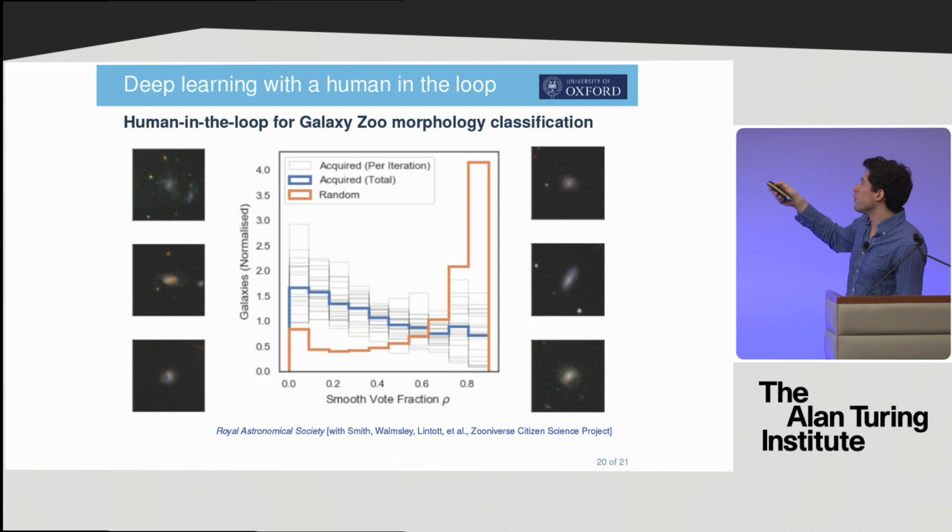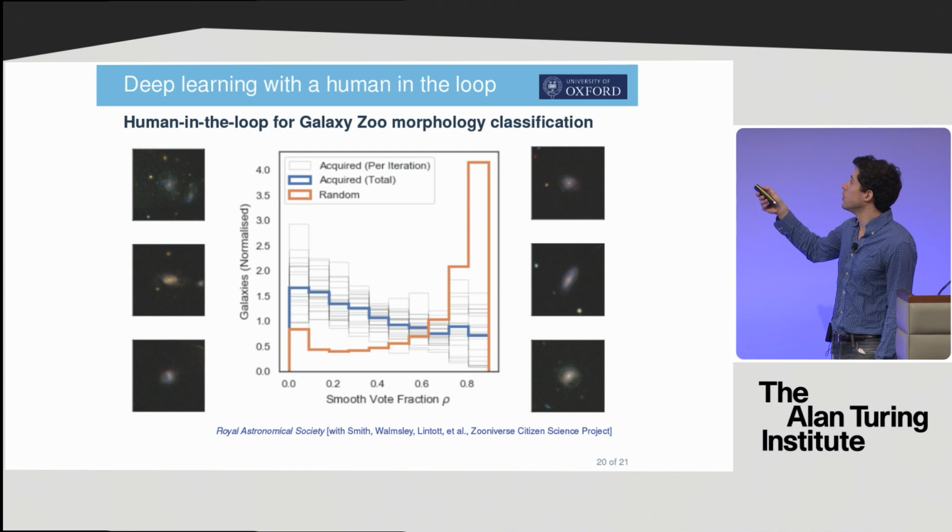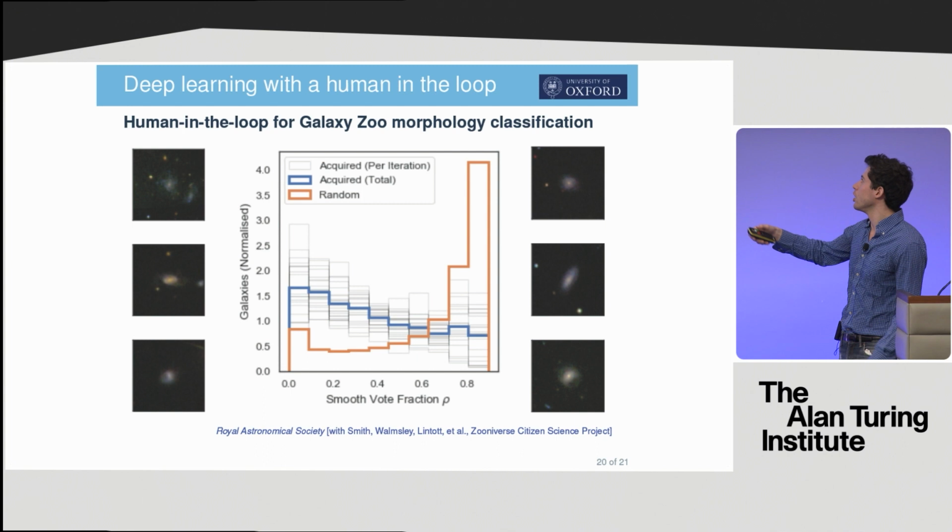On the other hand, if you use active learning, it will say, okay, I've seen smooth galaxies, I don't care about that anymore. I'm going to go for the less smooth ones, for the featured ones, because I haven't seen these yet. And then you can actually diversify and find much more interesting examples for volunteers to label and actually do new science.